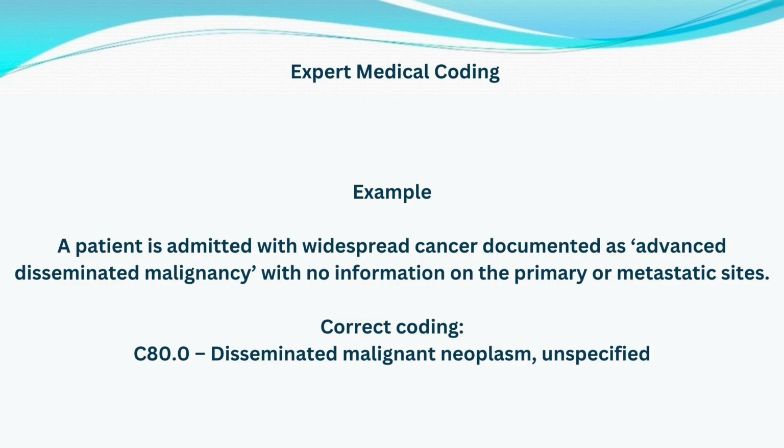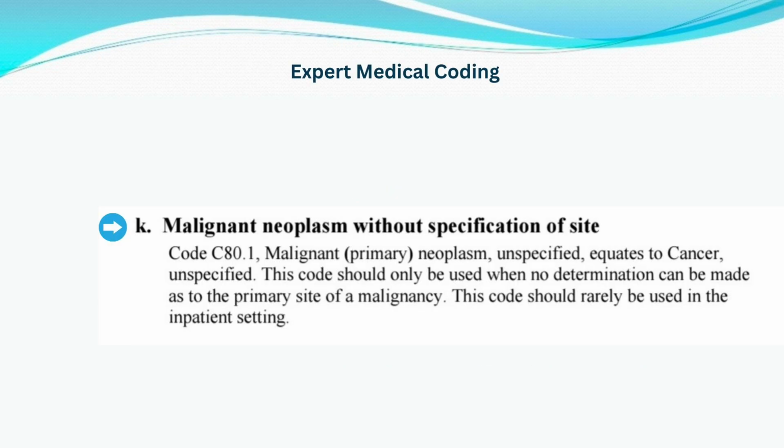Now let's move towards the next coding guideline, and that is Malignant Neoplasm without specification of site. Code C80.1 Malignant Primary Neoplasm Unspecified equals Cancer Unspecified. This code should only be used when no documentation can be made as to the primary site of a malignancy. This code should rarely be used in the inpatient setting.